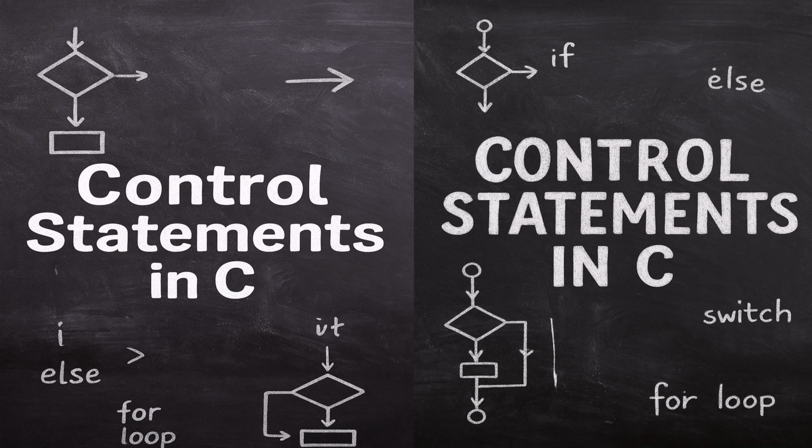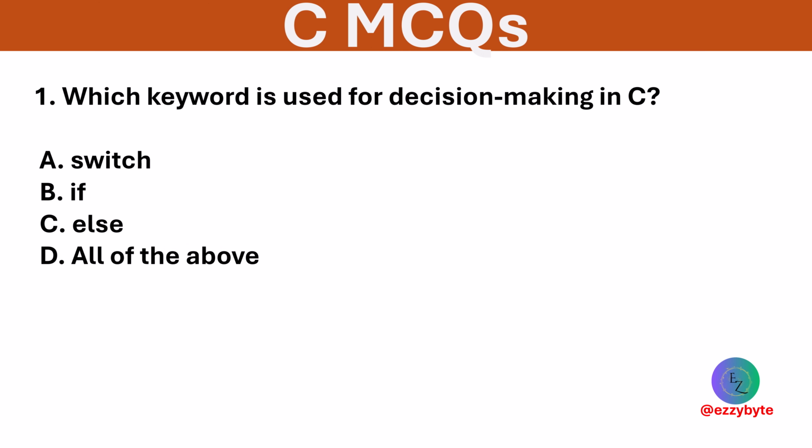Today we are covering C language control statements with a quick MCQ to boost your skills. Test your knowledge. Pause the video if you need more time and see how many you got right. Let's get started. Which keyword is used for decision making in C? Options are switch, if, else, and all of the above.